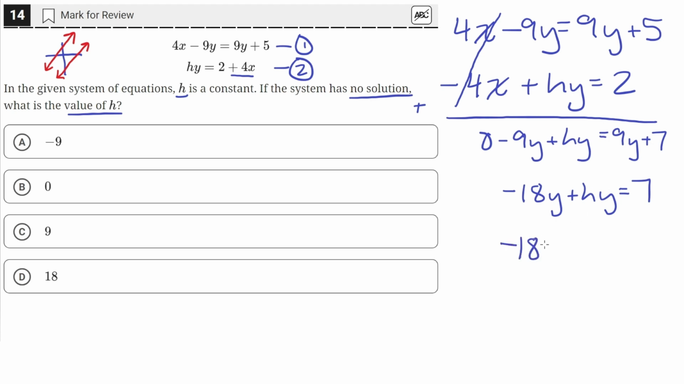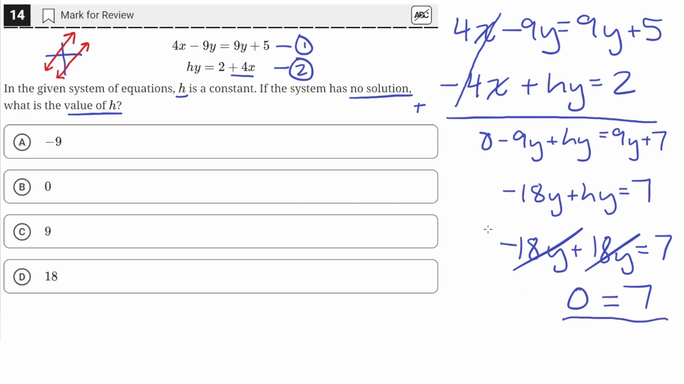Because if we set h equal to 18, we'll get that negative 18y plus 18y is equal to 7. But these two cancel out, so the equation will result in 0 equals 7. And because we result in an equation that's not true when we set h equal to 18, this means that at an h value of 18, the equation has no solution. So h is equal to 18, and that's answer choice D.